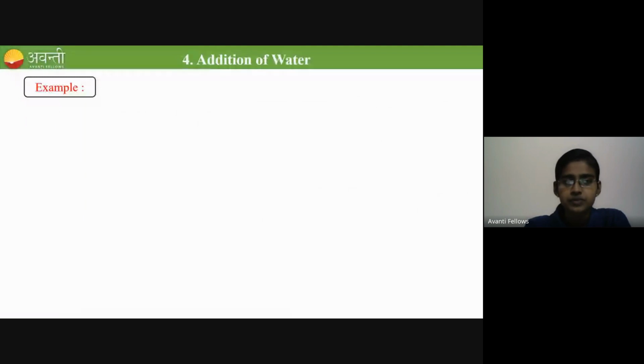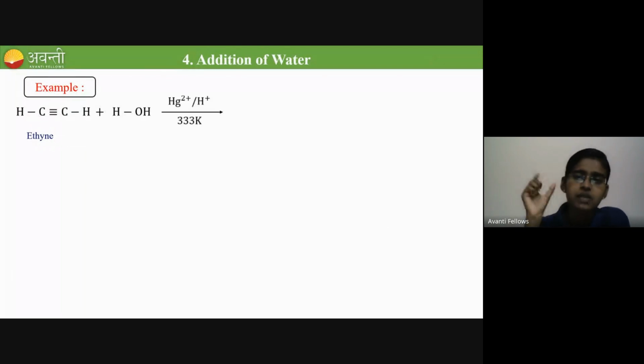Addition of water. So let us take an example, ethyne. And we are going to add the water, H2O. Now here we have to use a catalyst, and that catalyst is mercury sulfate. So from that mercury sulfate, mercury ion is interacting here, and it is the metal. And in presence of acid, that is H plus, you have to heat this mixture to 333 Kelvin. Okay. Now what do we have to do? We are going to add the water, right? So water contains H plus and OH minus. So break the bond. Add H and OH, you will get the product.